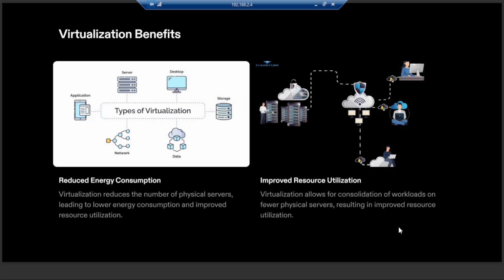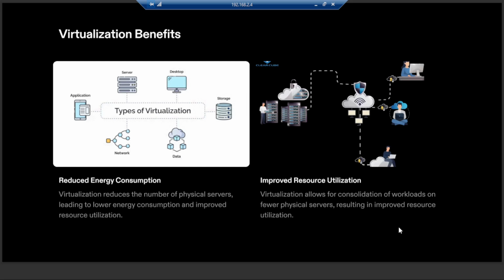So, let's say you have a lot of physical servers in your data center. If you implement virtualization technology, you can reduce a lot of physical servers. You can have only a few servers to run your business when you implement virtualization. So this will reduce a lot of energy consumption in your IT environments, and it will also improve resource utilization.